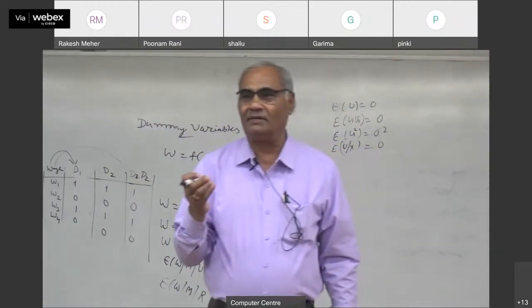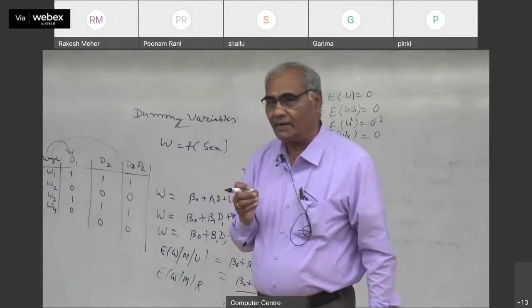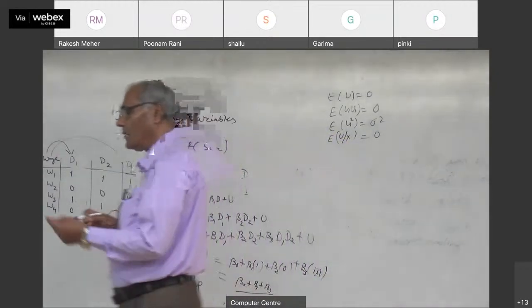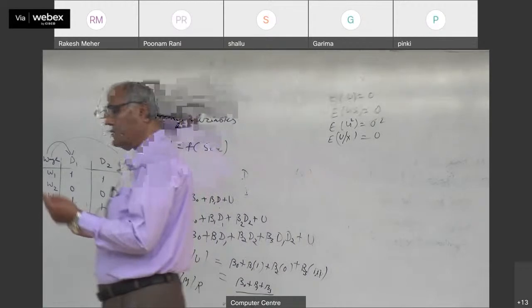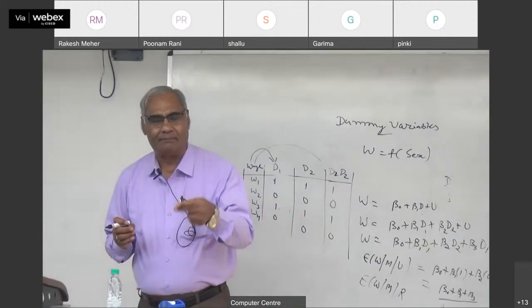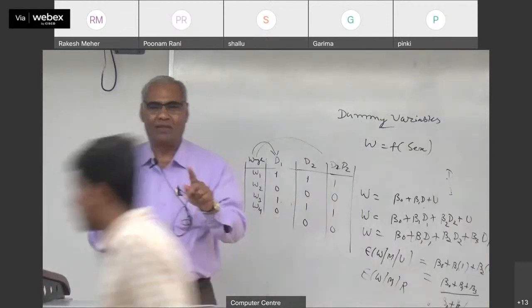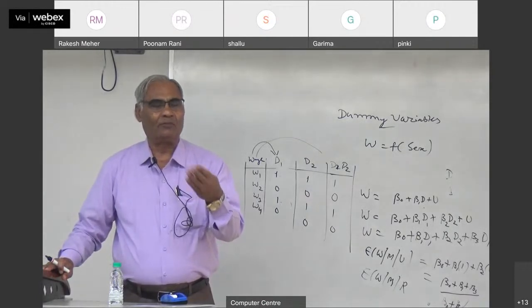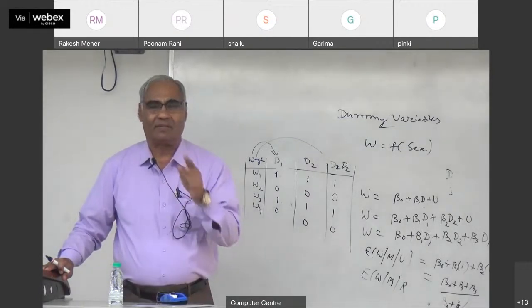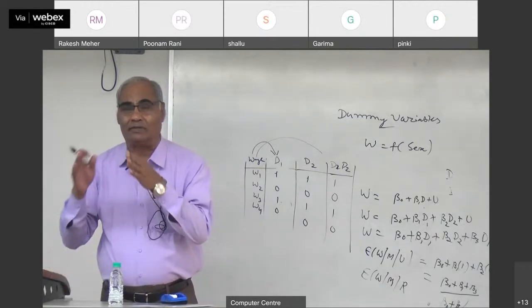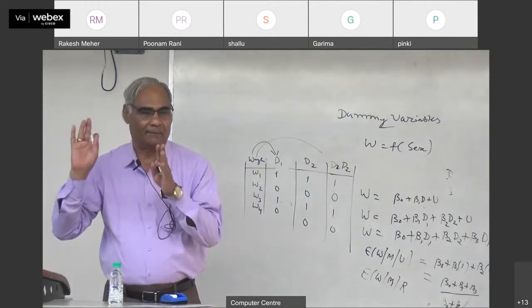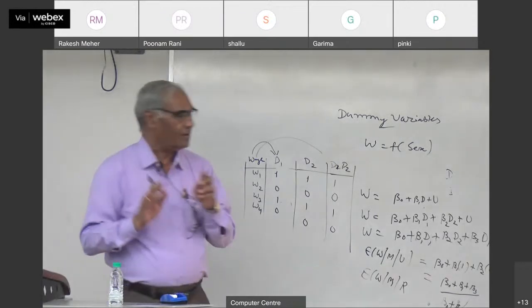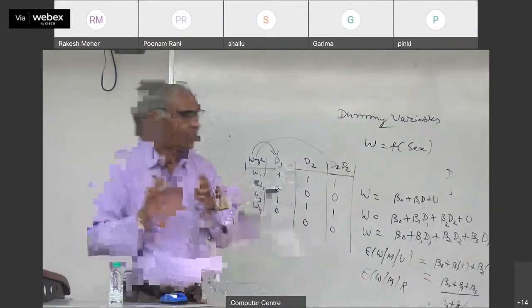There is a possibility of dummy trap. When dummy trap? If you have two categories of the variable, male and female, use one dummy. If you have 3 categories, use 2 dummies. If you have 4 categories, use 3. Means number of dummies will be equal to number of categories minus 1. For example, male and female, 2 categories, we have used 1 dummy. Urban and rural, we have used 1.